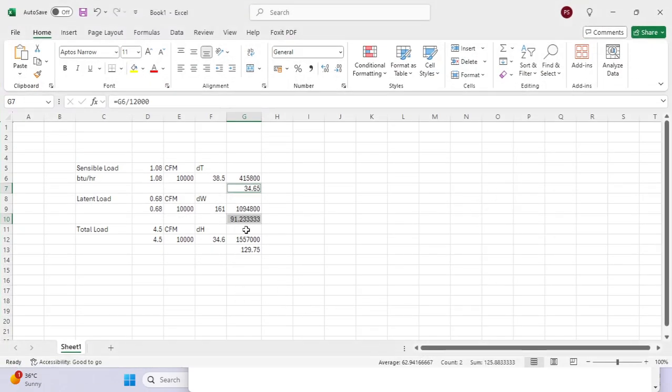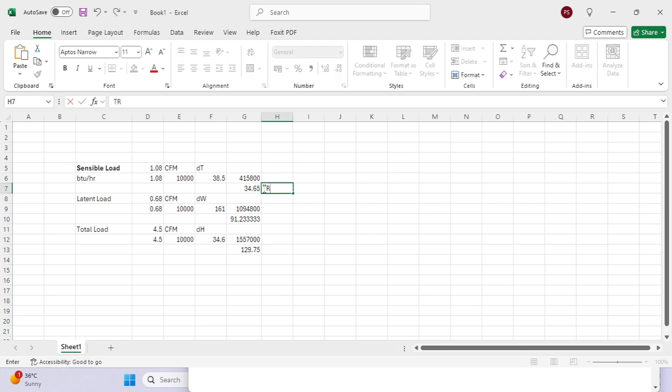Actually it is supposed to be very equal, but this is the way to calculate your sensible load, latent load, and total load. You understand the concept, right? Because of some change in temperature, I am getting a different value, but this is the concept. Calculate sensible load: 1.08 multiplied by CFM multiplied by delta T. Delta T will be the temperature difference between on coil and off coil. By this equation, you can calculate the total value, which is in BTU per hour, and divide by 12,000, you will get tonnage of refrigeration.